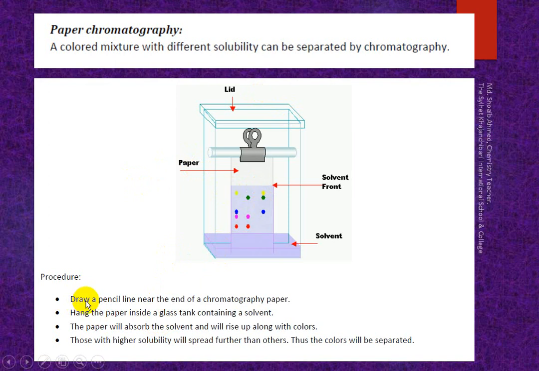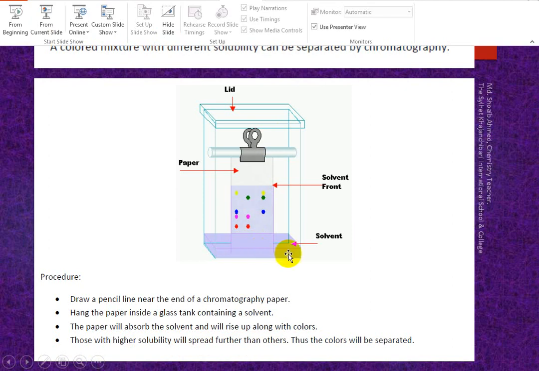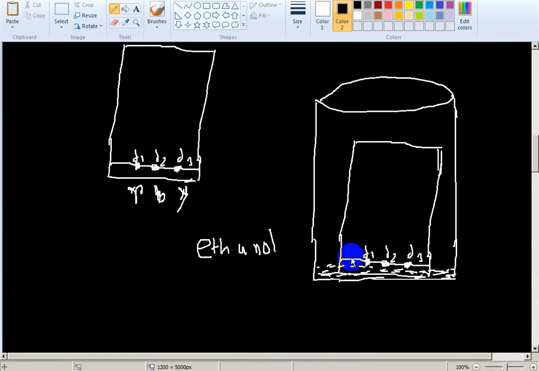So in the procedure, we draw a pencil line near the end of the chromatography paper. Then hang the paper inside a glass tank containing a solvent. The paper will absorb the solvent and it will rise up along with the colors. Those with higher solubility will spread further than others. Thus, the colors will be separated. The dye with more solubility will move further than others. So this color separated like this after some time.